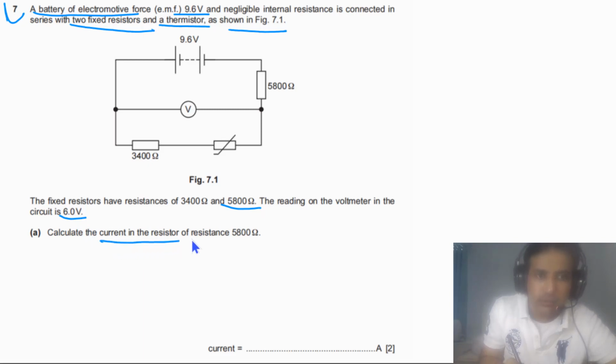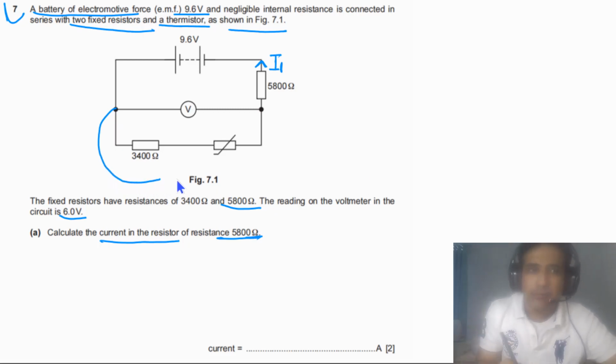Calculate the current in the resistor of resistance 5800 ohms. So simply we need to calculate the current passing through this resistor. So we can say we have to calculate the value of this current. We can say this is I1. In order to calculate the value of I1, simply we can connect a voltmeter in this way. So we have one voltmeter that is connected here. So let's say this is V and this is connected between these 2 points.